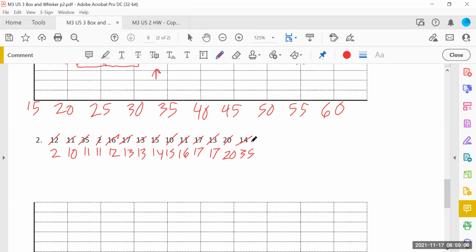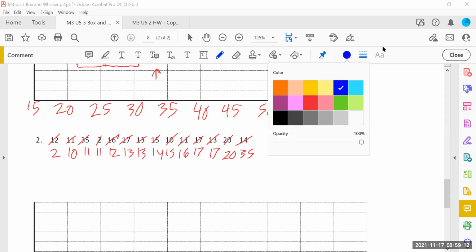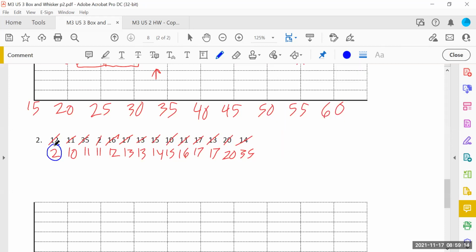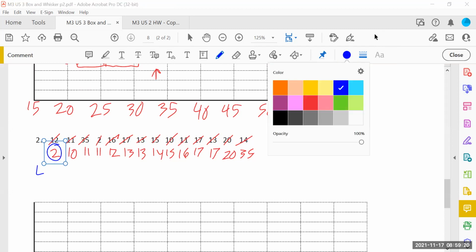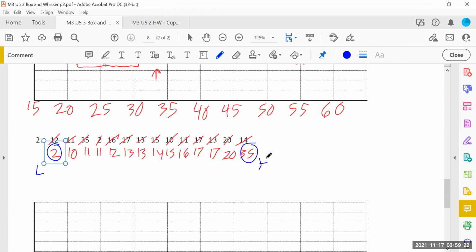Does this make sense to everybody? They have to be in order. Once they're in order, we can say here is my low number. Here's my high number. Now let's find the middle.